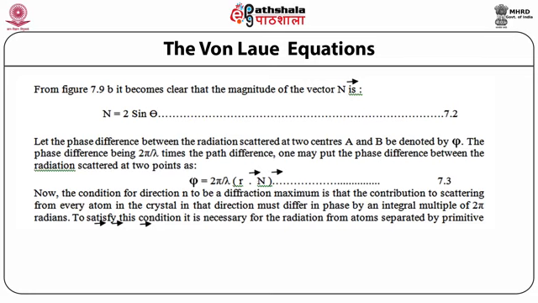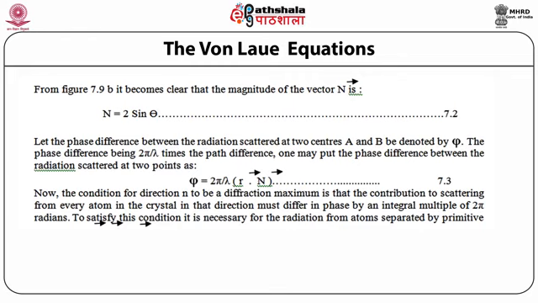Let the phase difference between the radiation scattered at the two centers A and B be denoted by phi. The phase difference is 2 pi by lambda times the path difference. One may put the phase difference between the radiation scattered at the two points as phi equal to 2 pi by lambda times R vector dot N vector. We shall call this equation 7.3.